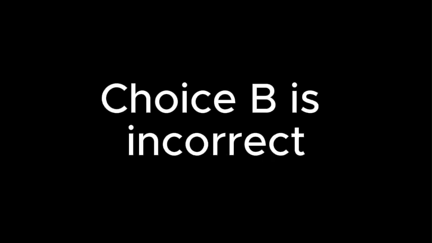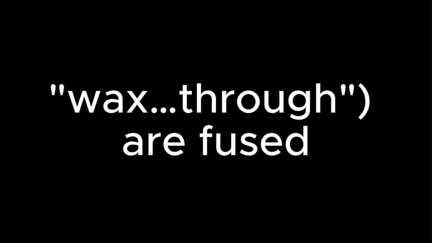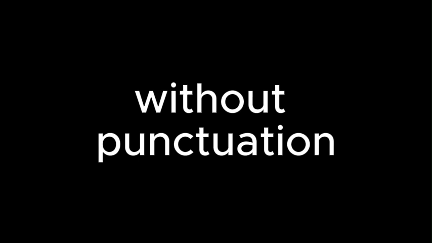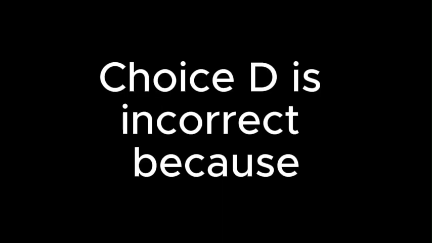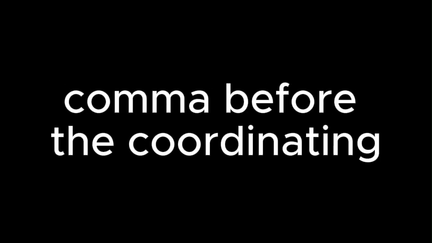Choice B is incorrect because it results in a run-on sentence. The two main clauses are fused without punctuation or a conjunction. Furthermore, it results in a confusing and illogical sentence that suggests clear glass allows light to pass through wax paper, which doesn't make sense in this context. Choice D is incorrect because when coordinating two longer main clauses such as these, it's conventional to use a comma before the coordinating conjunction. Question 16.